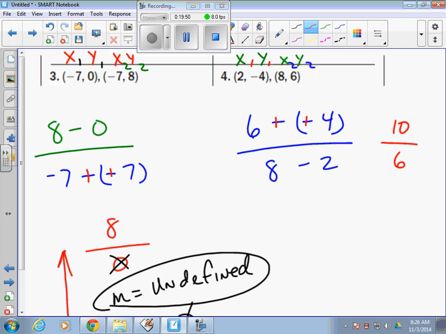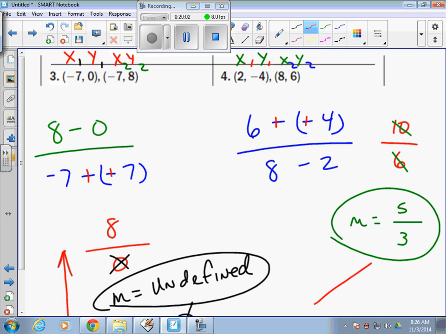You can't leave that one like that either because the number 2 goes into both of them. It goes into this one, M's value is going to be 5 over, it goes into this one 3 times. Your slope for that one is 5 over 3. So if you were to graph that line, it'll be a positive ramp going uphill, 5 over 3.